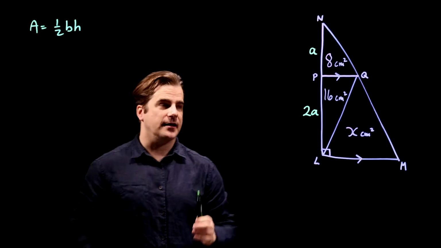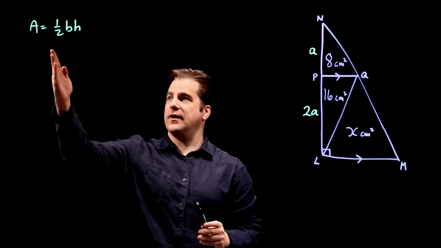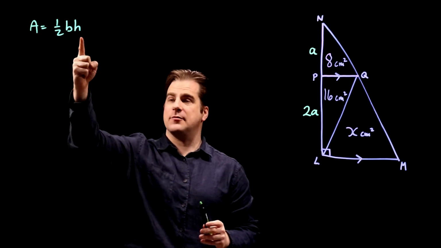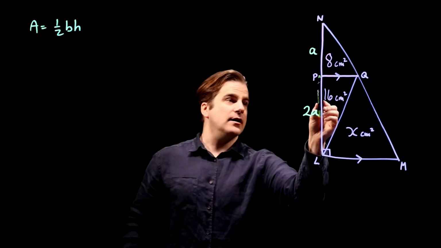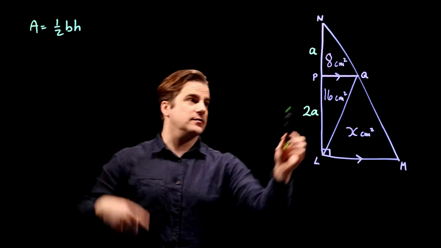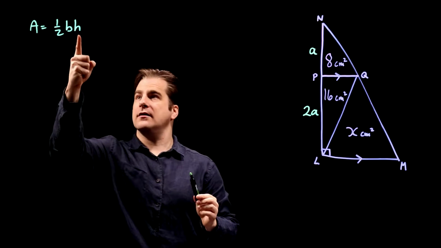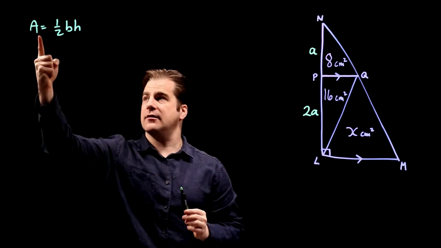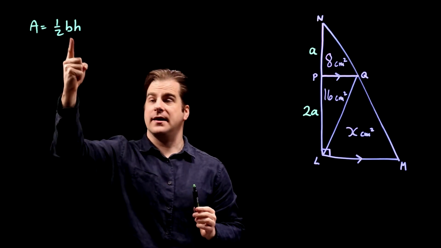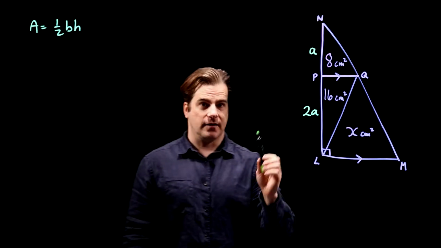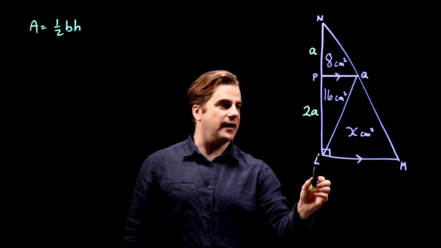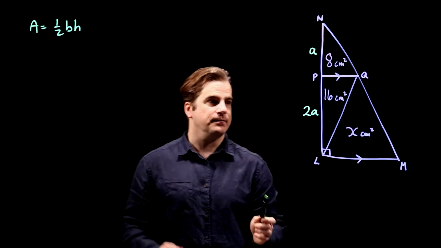I'll just go over that again. Formula for the area of a triangle is half times base times height, okay? And if two triangles have the same height, which these two do, then if one has twice the area of the other, it must be because their base is twice as big. So we've worked out that P to L is twice N to P.